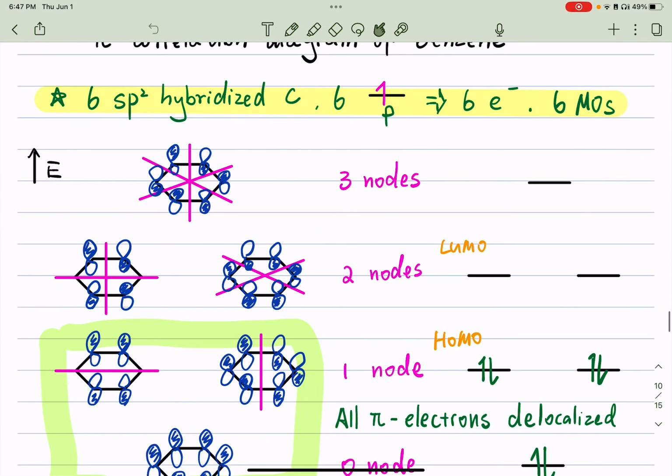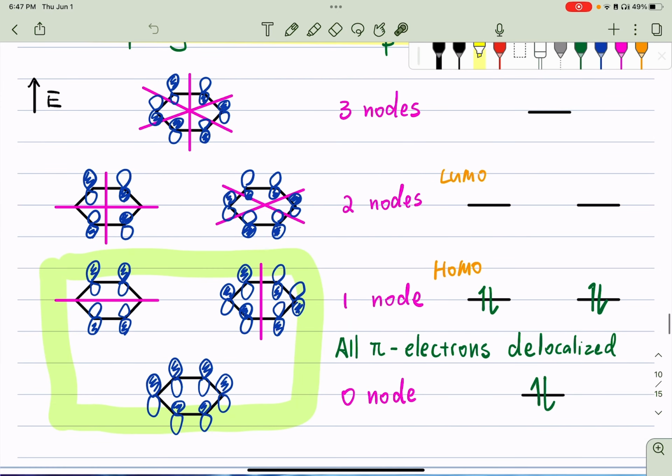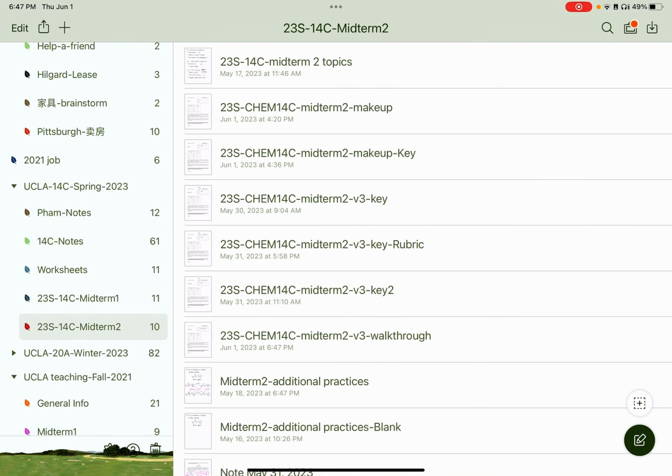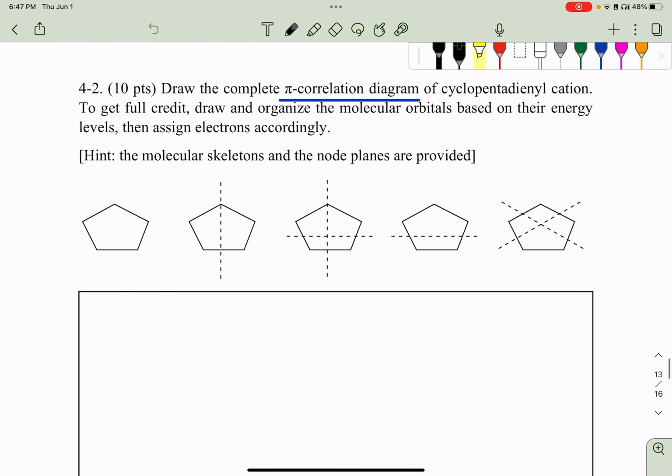And let's see. Okay, so here's benzene. Right, so this is a pi correlation diagram we are referring to. First of all, you have to define the energy as our axis and draw the molecular orbitals. Whenever you have a node plane, you change the sign and then assign the electrons into different molecular orbitals. So whenever you have the same number of nodes, these MOs are degenerate in energy. Okay, that's how we do it. So let's go back and do that problem together.